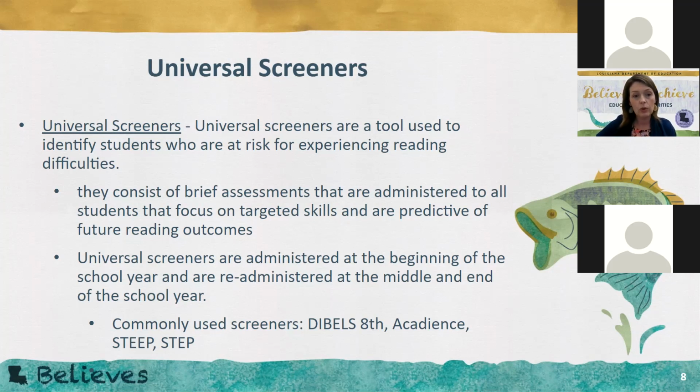Acadience is a very common one, STEEP, STEP, and recently legislation was passed, Act 438. And so beginning not this school year, but the next school year, we are going to have a universal screener across the state that we're using. And that will be great because it'll give us a real opportunity to see how our students across Louisiana are doing and have a great picture of where they are in their progression towards reading proficiency. So we're really excited about that.